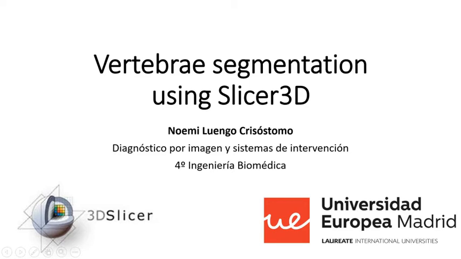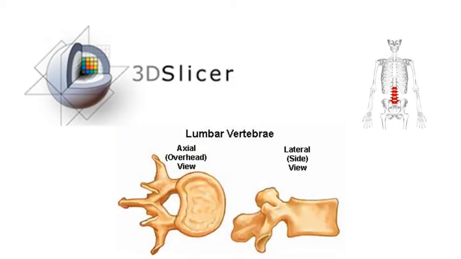In this video, we will segment a lumbar vertebrae with the software 3D Slicer. First of all, let's see what 3D Slicer is. It is an open source platform available for Windows, Linux, and Mac OS. It is used for medical image visualization and processing. It has many different features and supports multimodality images such as MRI, CT, US, nuclear medicine, and microscopy.